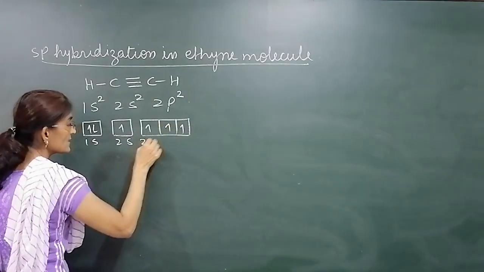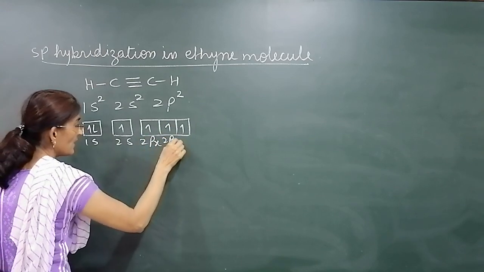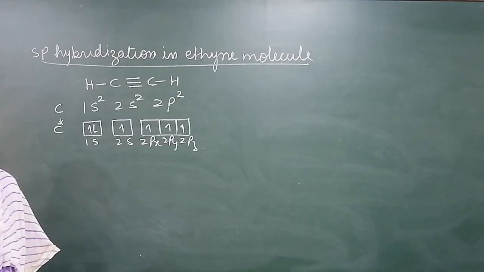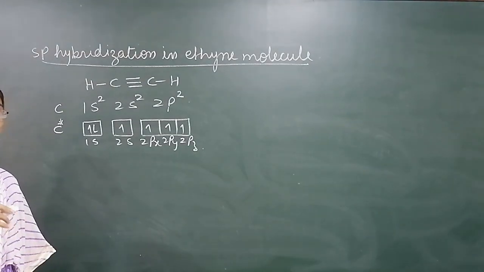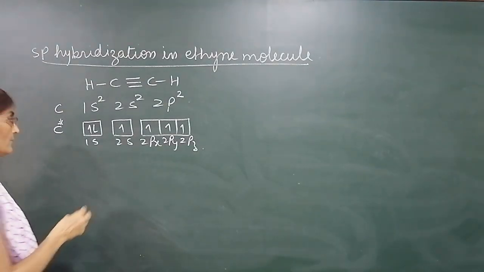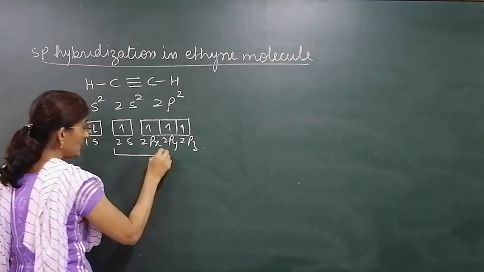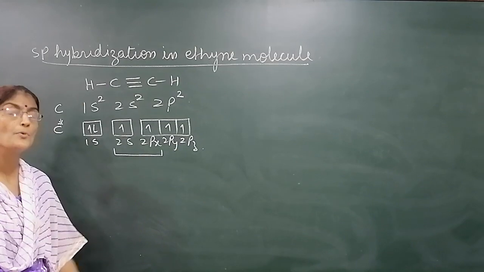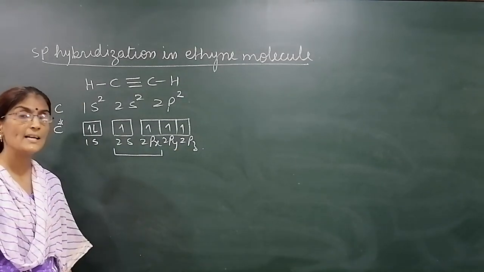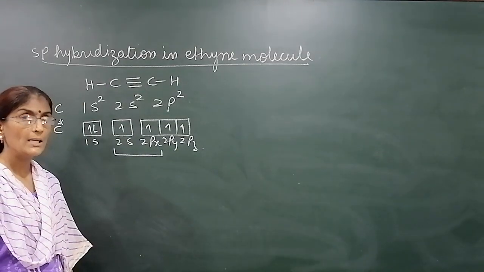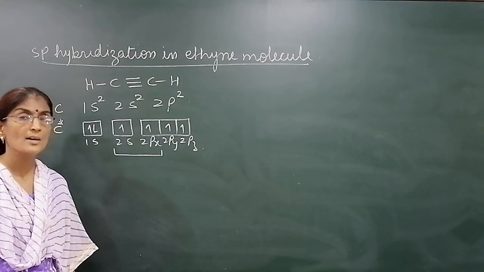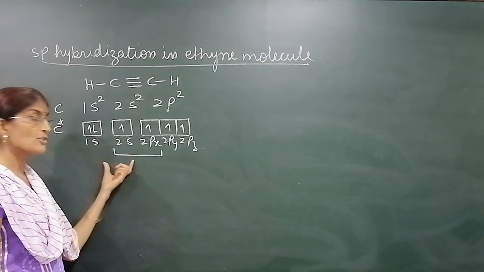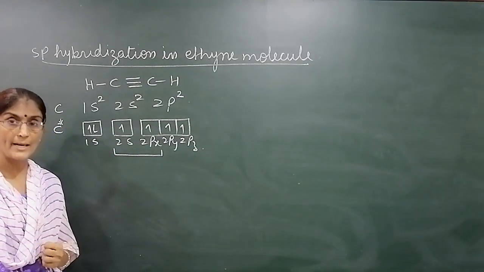1, 2 and 3. This is 2px, this is 2py, this is 2pz. Now out of 4 orbitals, only 2 undergo hybridization: 1 2s and 1 2p. Generally 2pz will take part in hybridization. Out of 2px, 2py and 2pz, we have to take 1 p. So that is pz, because s and pz have the same symmetry, that's why.